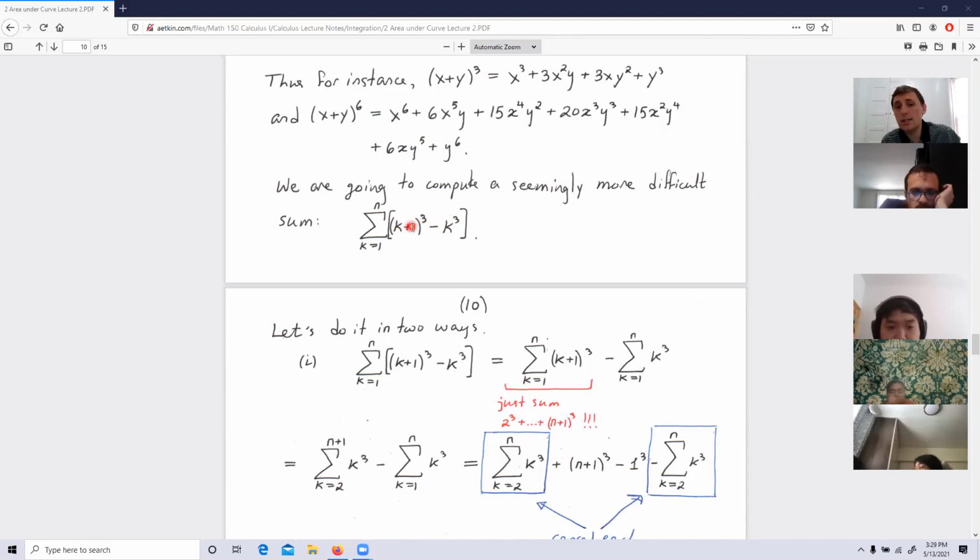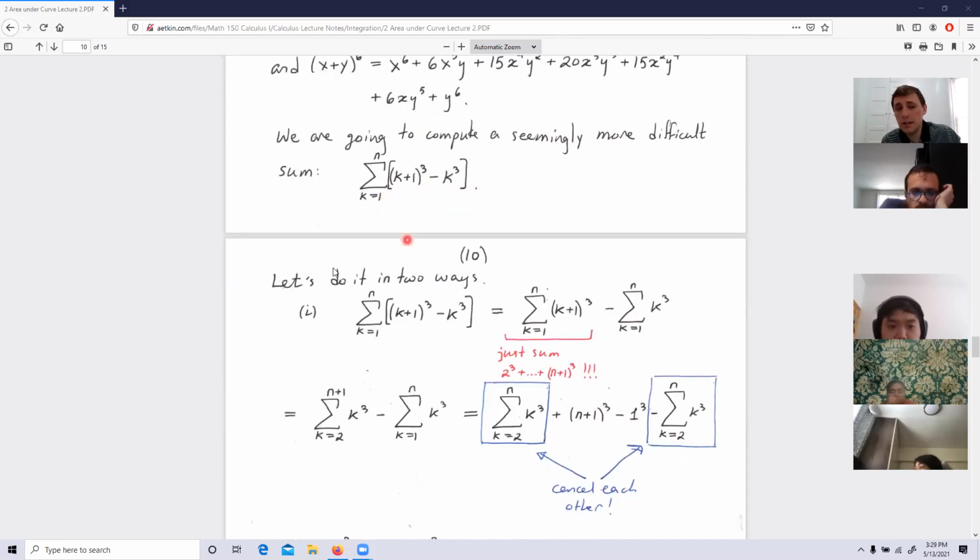On one hand, guys, I can do it in 2 ways. So you see that this is 2 cubed all the way to n plus 1 cubed, minus 1 cubed, 2 cubed, 3 cubed, 4 cubed, all the way to n cubed. So the summation on one hand is equal to n plus 1 cubed minus 1 cubed.